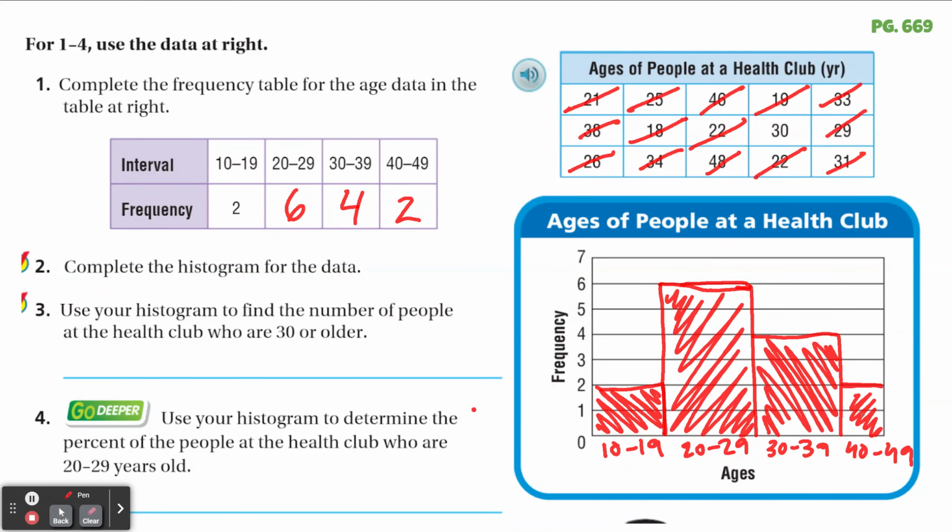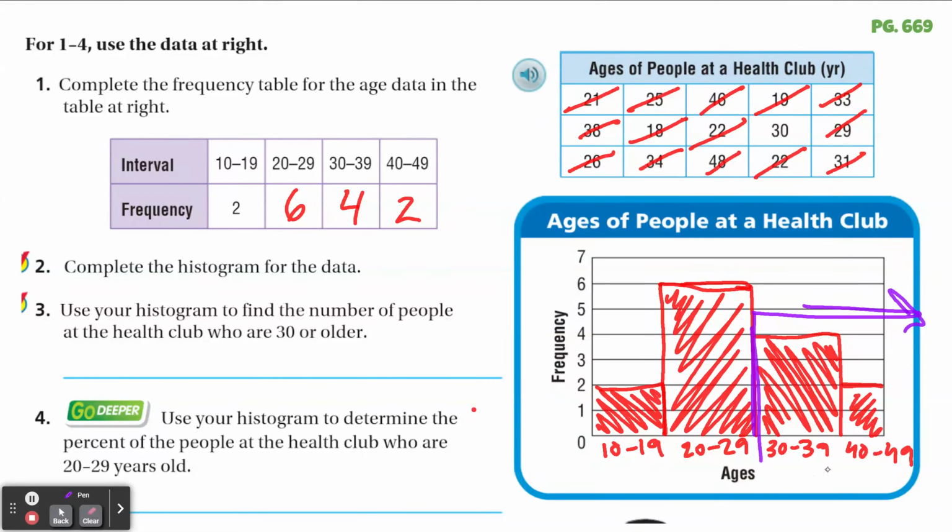And now question 3 says use your histogram to find the number of people at the health club who are 30 or older. So in order to do this, I'm going to look at all of the values that are over 30. So I'm going to start here at 30 and look at everything going over this way.